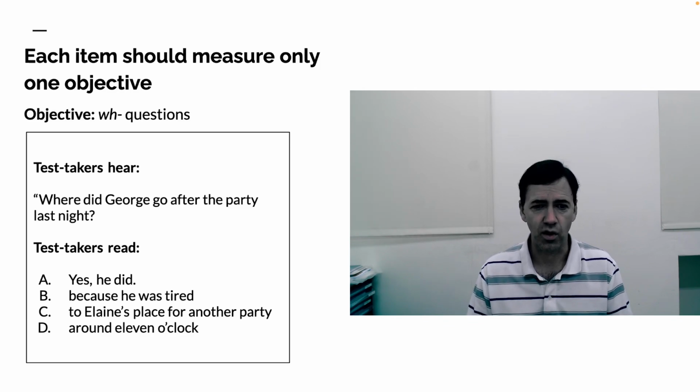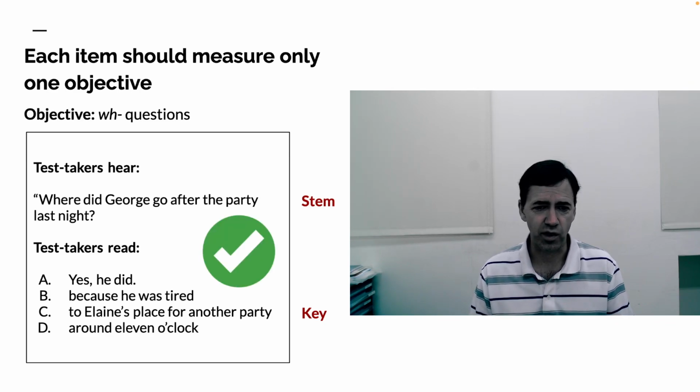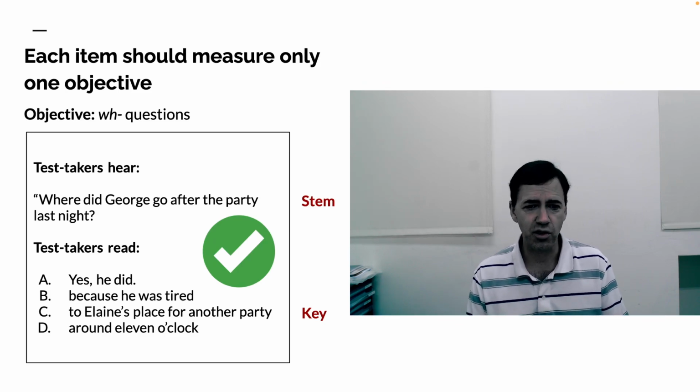Okay, so here we go. This is the STEM, okay? So I told you before what they are. So the STEM is this. Now, what is the key? The key, of course, is to Elaine's place for another party. Now, this one is only measuring WH questions, so we will say this one is a good question.